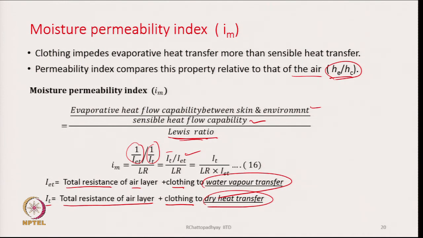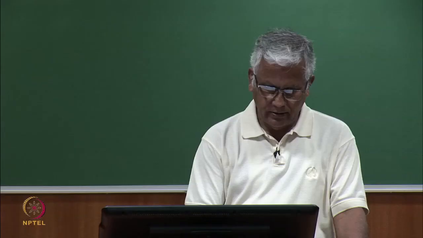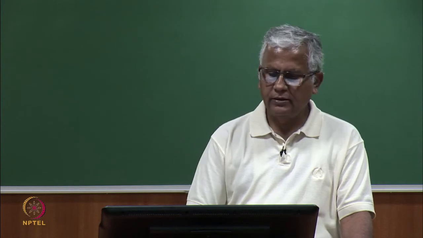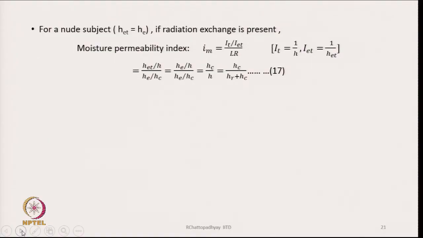So this is what Lewis ratio is, and this ratio I m therefore becomes I T by L r into I E T. It is just writing the same thing in a different manner. And for a nude subject, H E T and H E are the same because there is no clothing. Therefore, H E T and H E will be the same in the case of a nude subject because there is only the air, there is no clothing there. So moisture permeability index I m becomes I T by I E T L r.